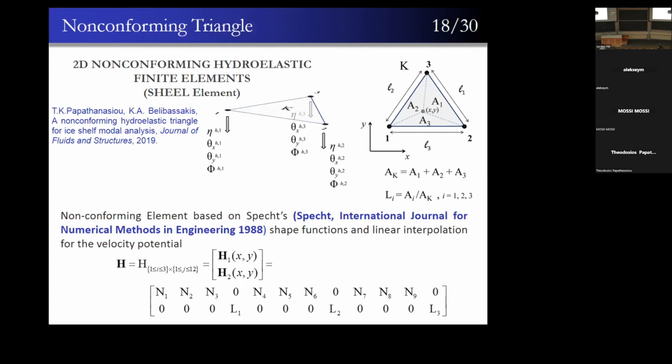For two-dimensional analysis, we developed a non-conforming hydroelastic element. We need that because of the H2 assumption for the plate deformation. This is very difficult in general, although it can be done to achieve in 2 dimensions. So we use non-conforming elements, not in H2, but in H1. We adopted the Specht shape functions for the flexure and a linear triangle for the water underneath the ice shelf, 4 degrees of freedom per node: deflection, rotations, and the velocity potential.